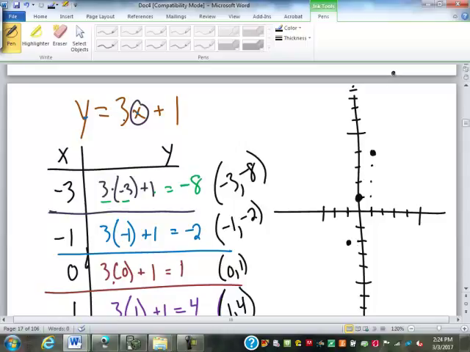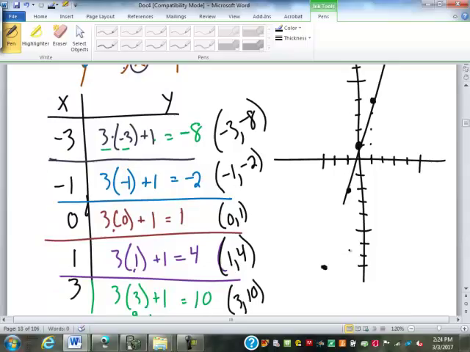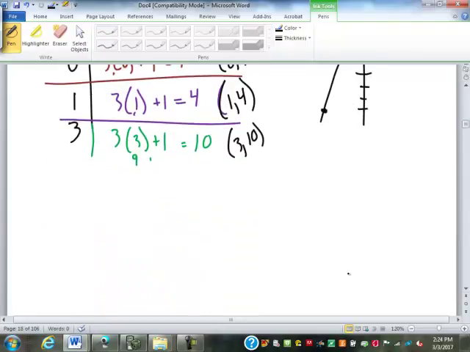What we notice here is that this forms a line across our graph. This is what we call a linear equation. It's called a linear equation because it forms a line.